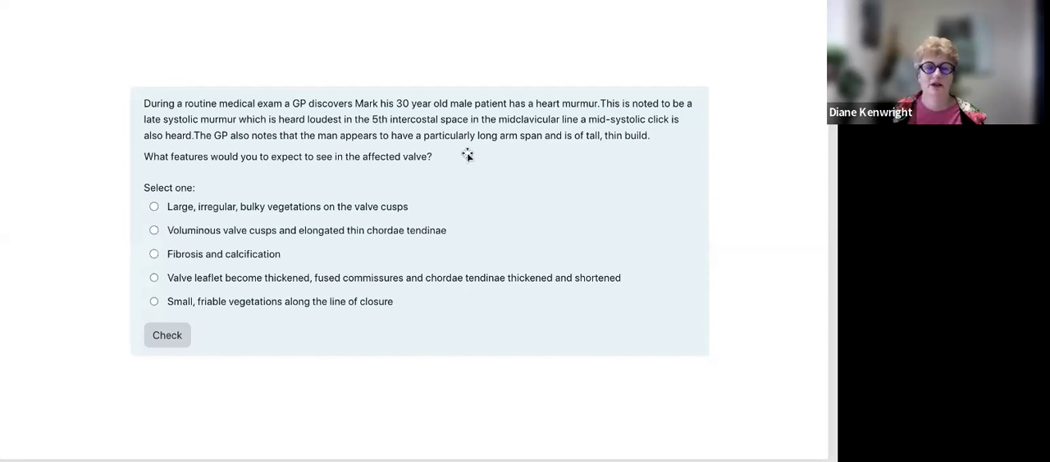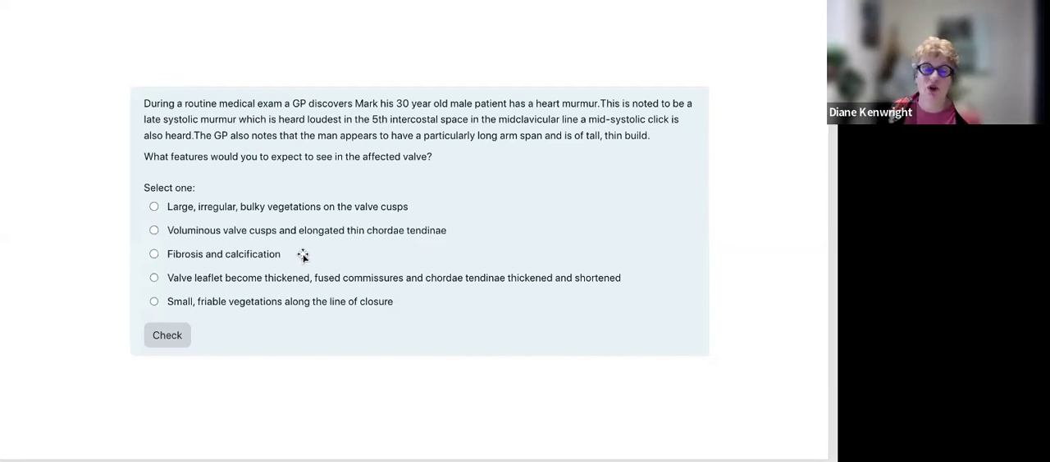So what would we expect to see on the valve? Vegetations? No, because this is a description of the vegetations in infective endocarditis. Voluminous valve cusps and elongated chordae tendineae? No, sorry, this is myxoid degeneration of the valve, which you can get in Marfan syndrome. So sorry, this is the correct answer. Yep. So Marfan syndrome does have an appearance like sporadic myxoid degeneration.